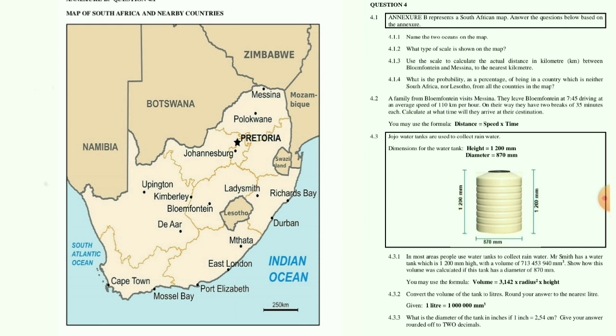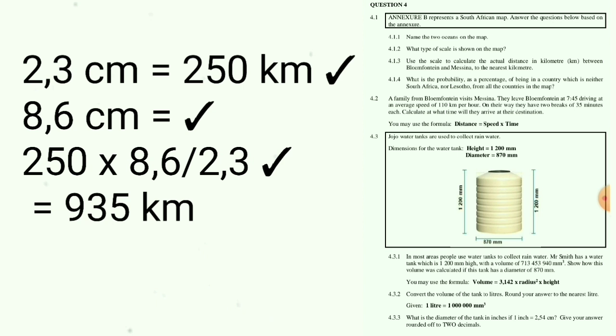4.1.1, name the 2 oceans on the map: Atlantic Ocean, Indian Ocean. 4.1.2, what type of scale is shown on the map? Ratio scale. 4.1.3, use the scale to calculate the actual distance in kilometers between Bloemfontein and Messina to the nearest kilometer. 2.3 cm equals 250 km, which is down below. There's a 250 km in the annexure. And then 8.6 cm equals 250 multiplied by 8.6 divided by 2.3, then it equals 935 km.